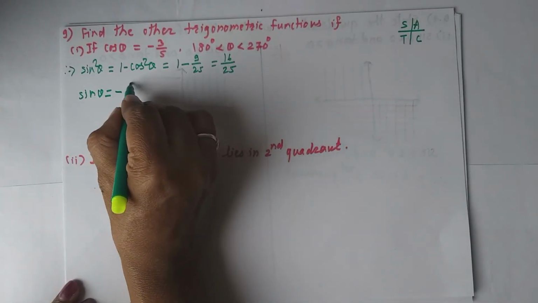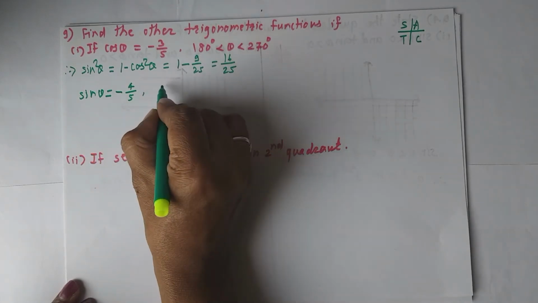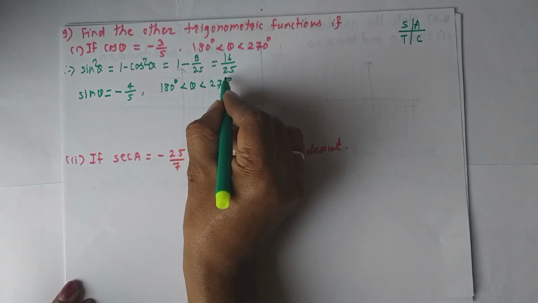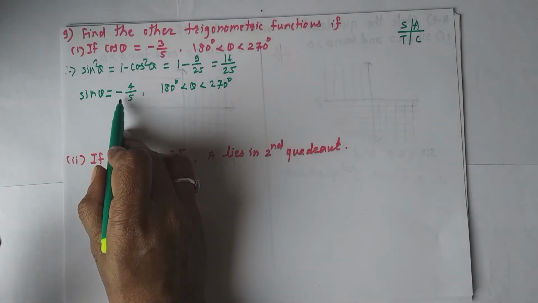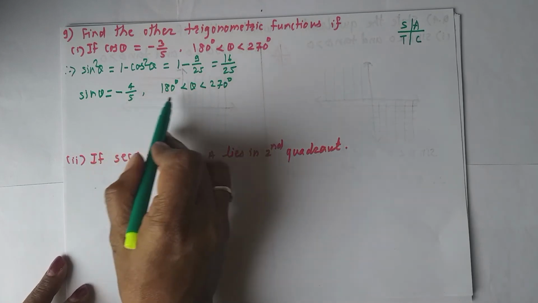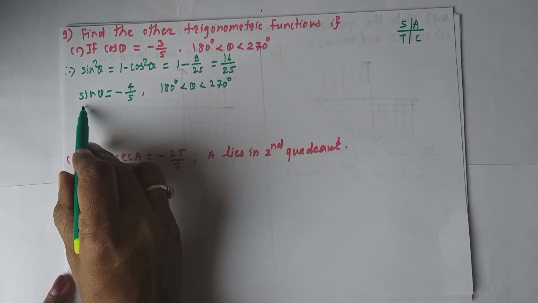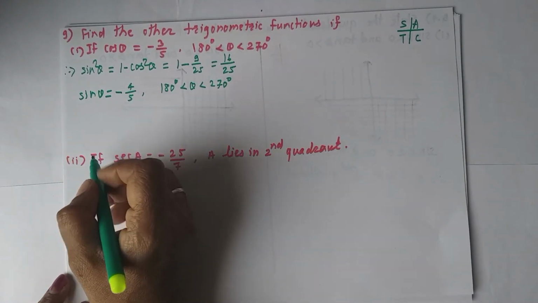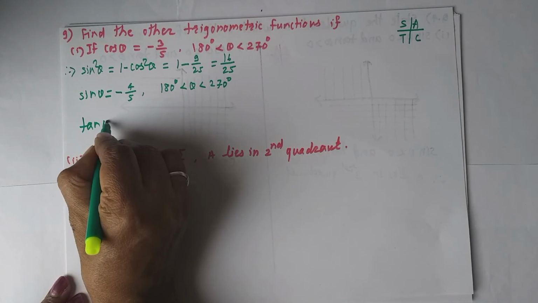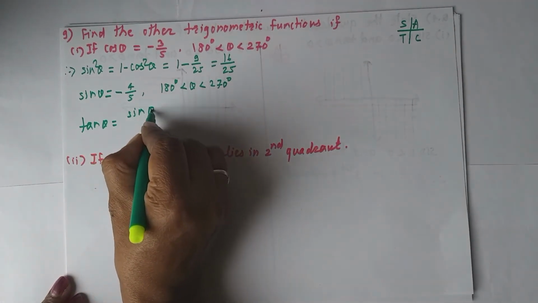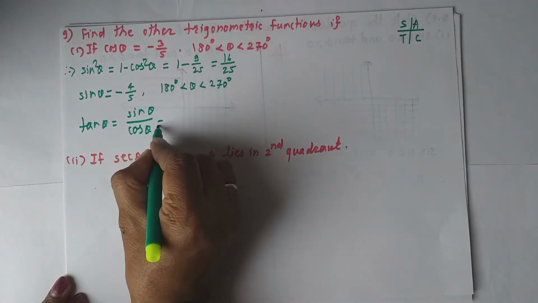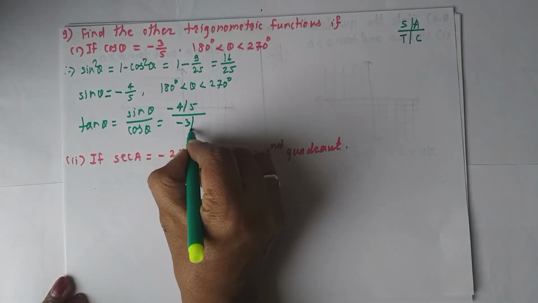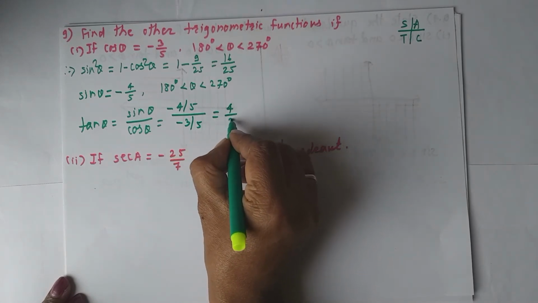Therefore you write down directly minus 4 by 5 and write down the reason as theta lies in the third quadrant. Why are you taking the minus sign here instead of plus minus? You are taking only the minus value. Why? Because theta lies in the third quadrant and in the third quadrant sine theta is negative. In this way we have got sine theta. Okay, then what will be tan theta? Tan theta is simply sine theta divided by cos theta. Keep the value of sine theta minus 4 by 5, the value of cos theta minus 3 by 5, and tan theta will be 4 by 3.